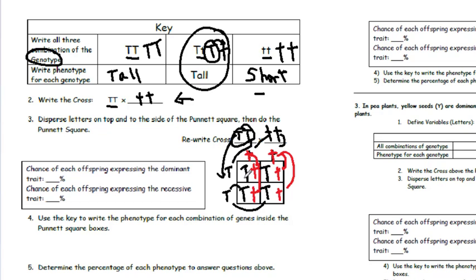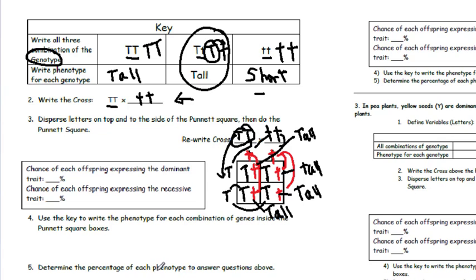So the trick is to write it in here. There's not a lot of space. On your paper you have more space. So this is tall, tall, tall, tall. By writing it in the box, you'll be able to see it much easier, and it's going to help you not make mistakes. So that's part 4. Write the phenotype for each combination inside the Punnett square. I didn't have room to write inside, but you can on your paper.